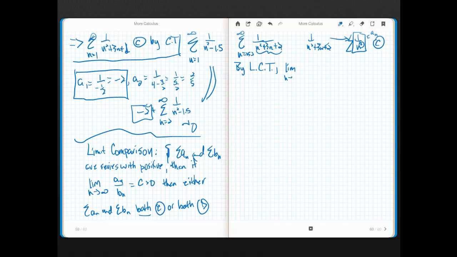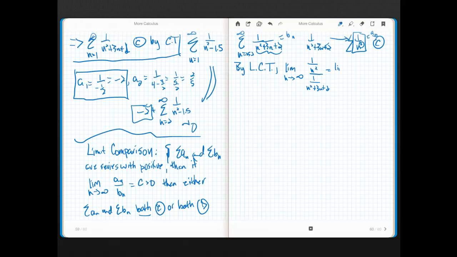Take the limit as n goes to infinity of, now if 1 over n squared is a sub n, then I'm going to call this sequence b sub n. So I'm going to do 1 over n squared over 1 over n squared plus 3n plus 2.